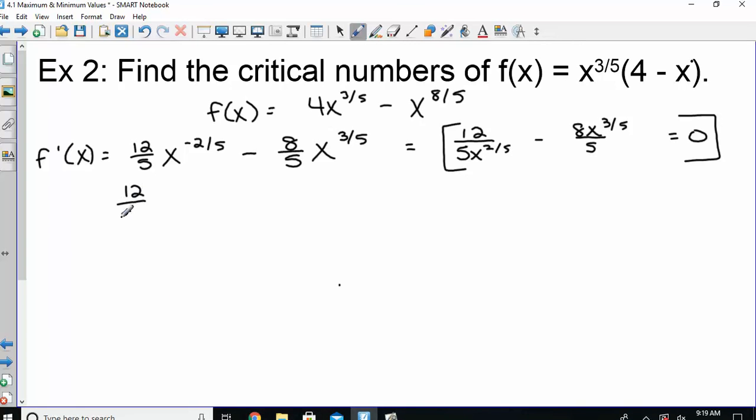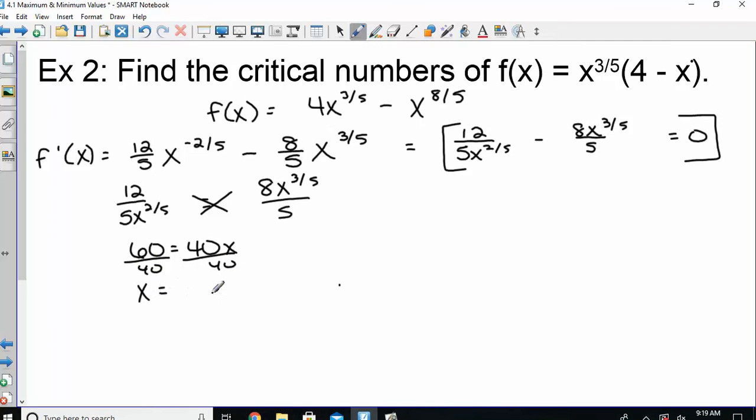Add over. Then we could cross multiply. X to the 2/5 times x to the 3/5. If you add 2/5 plus 3/5, that gives you a 1. And we get 3 over 2. So my critical points, or critical numbers, are when x is 3/2. That's what makes it 0.